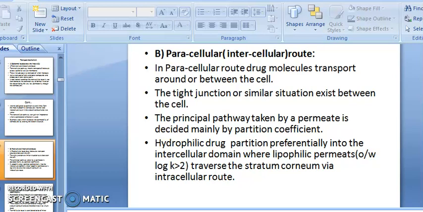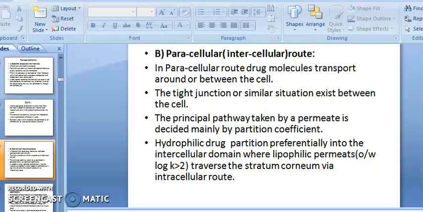The principal pathway taken by the permeate is decided mainly by the partition coefficient. Partition coefficient means the amount of drug or solute present in two immiscible liquids. The concentration of drug present in the immiscible liquids is what we call the partition coefficient.